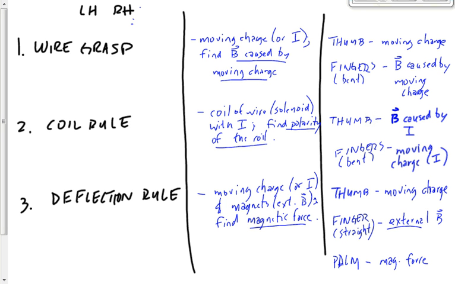All right? I'm going to do one example of each, but I'm not going to necessarily do them in the order that they're listed here. I'm going to put up an example on the board, and I want you to tell me which rule I'm going to use, the wire grasp rule, the coil rule, or the hand rule for deflection, and then we want to do it.